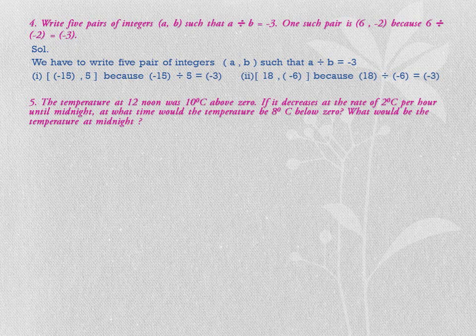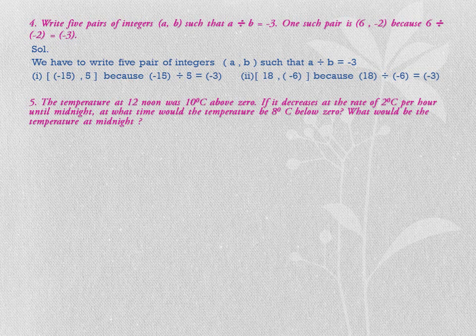The temperature is decreasing, 2 degrees Celsius reduced every hour. The temperature at 12 noon was 10 degrees Celsius above 0, that is positive 10. Every hour 2 degrees Celsius is reducing. The first question is, at what time would the temperature be 8 degrees Celsius below 0? Means at what time the temperature becomes negative 8 degrees Celsius.